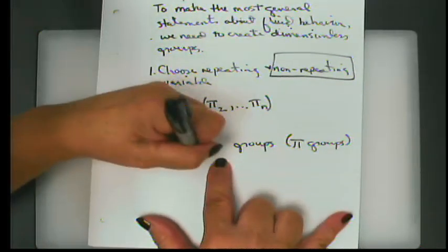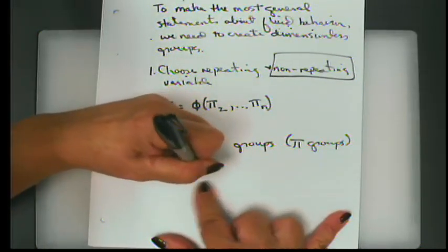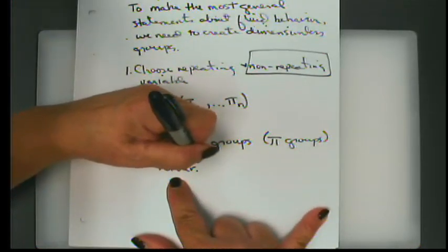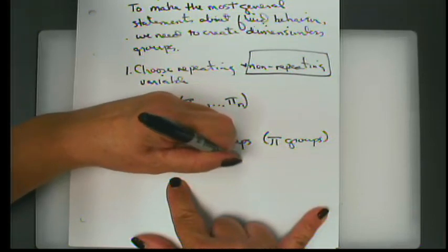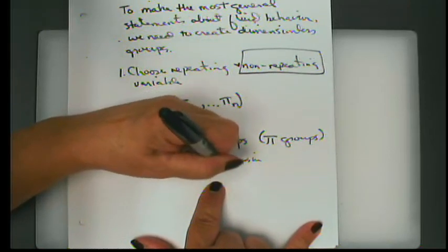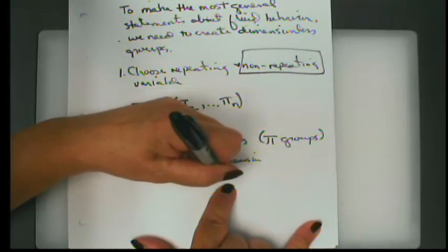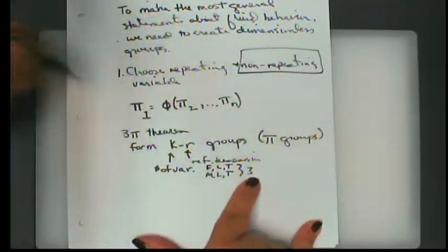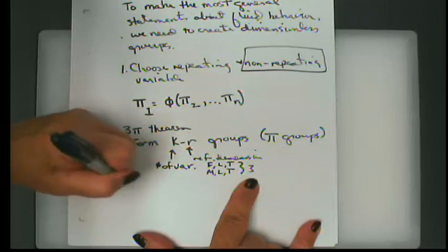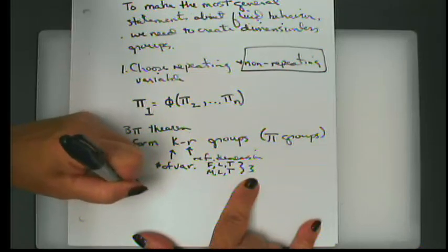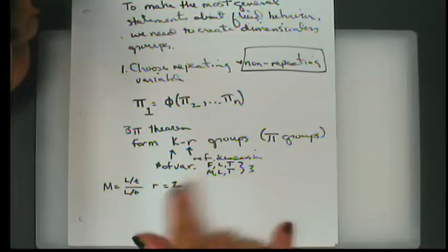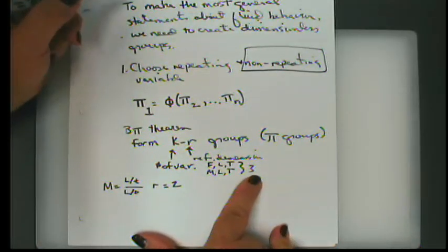Okay, now k is the number of variables required to model the fluid flow, and r is the number of reference dimensions. So in other words, this is almost always force, length, time, or mass, length, time. So it's almost always 3. Now, occasionally it's not. For example, Mach number: length per time, length per time. The number of reference dimensions here is only 2, but this is more unusual. It's more typical that it would be 3.